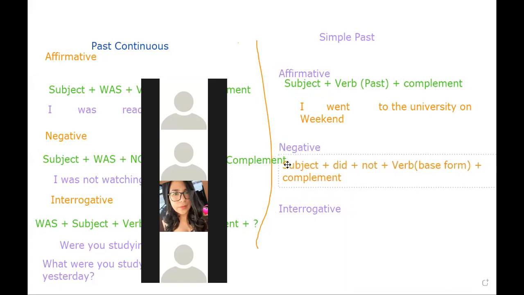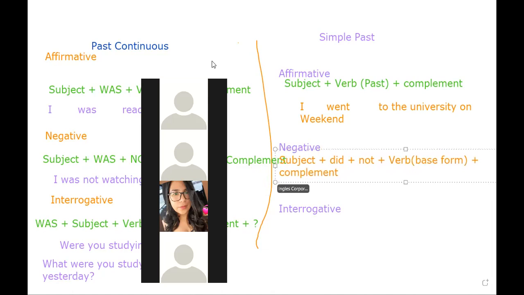Can you help me with it? Can you think of a subject? She. Okay, he. Did not. Did not. Okay. Can dance. Can dance in this way.